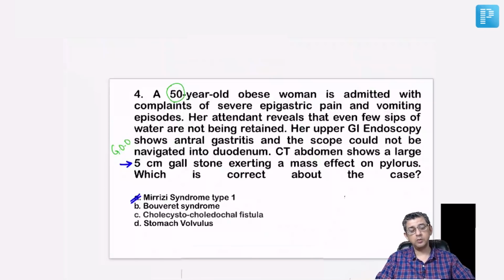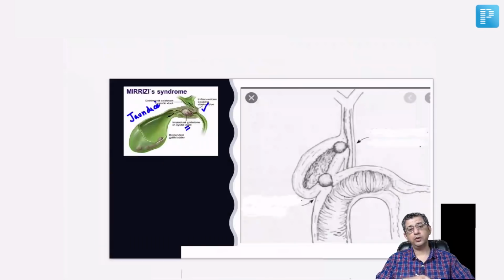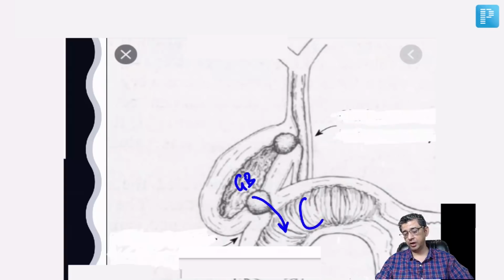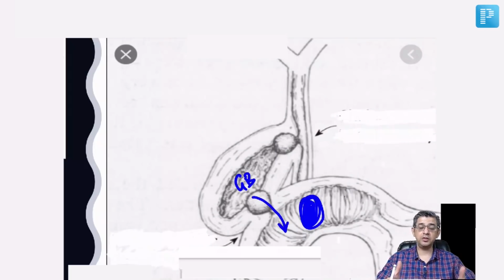Option number B says Bouveret syndrome. Now let's understand what Bouveret syndrome is all about. Bouveret syndrome would be characterized by a gallstone that is going into the duodenum. You can see in this particular image or the handout that the gallbladder is having a stone which can erode into the duodenum, and this stone can be big enough to actually contribute to a gastric outlet obstruction. So this looks like the answer to this question, and mainly the concept is in an emergency situation when you are having a gastric outlet obstruction.